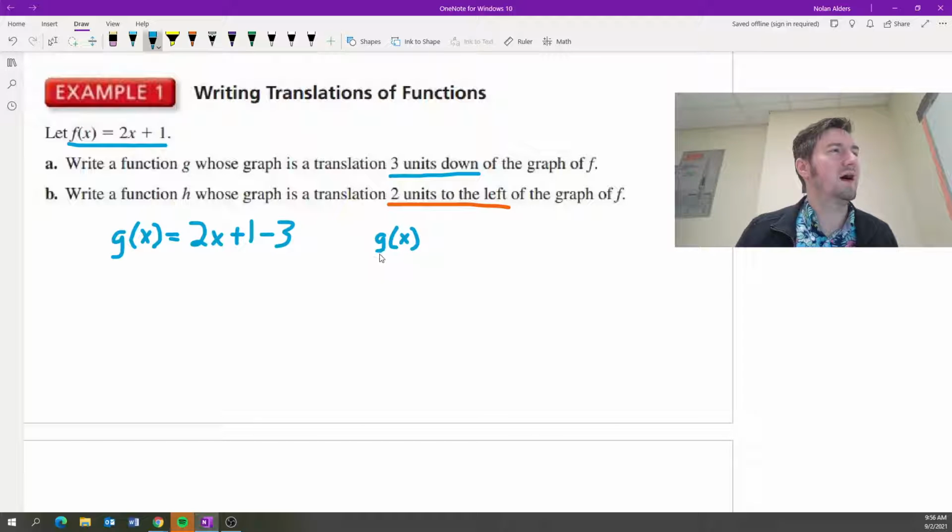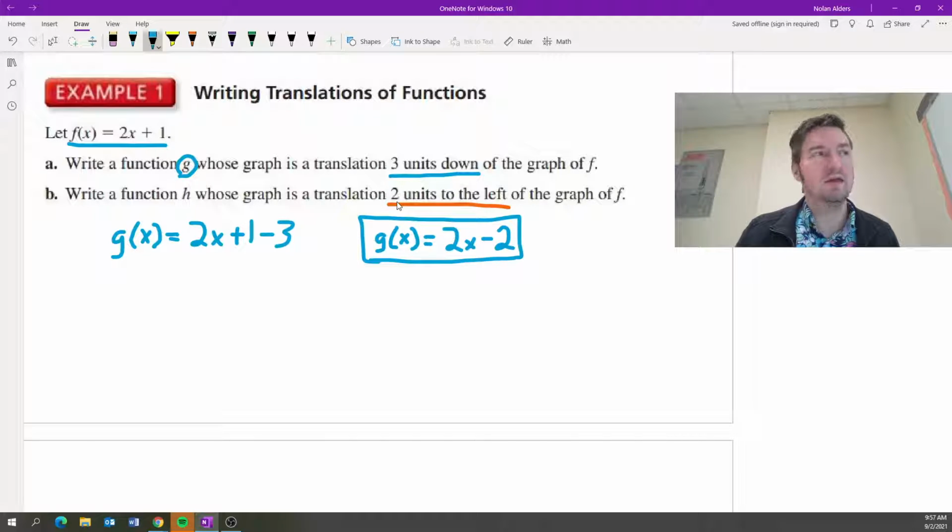And guys, I'm calling this g just because they identified it as g. Whatever's on the left side of the equation, that doesn't matter a whole lot. That's just the name of the function. But don't worry too much about the left side. The right side is what's important. So g of x equals 2x, and then combining 1 minus 3, we'll get negative 2. So there we go. This is the transformed function.